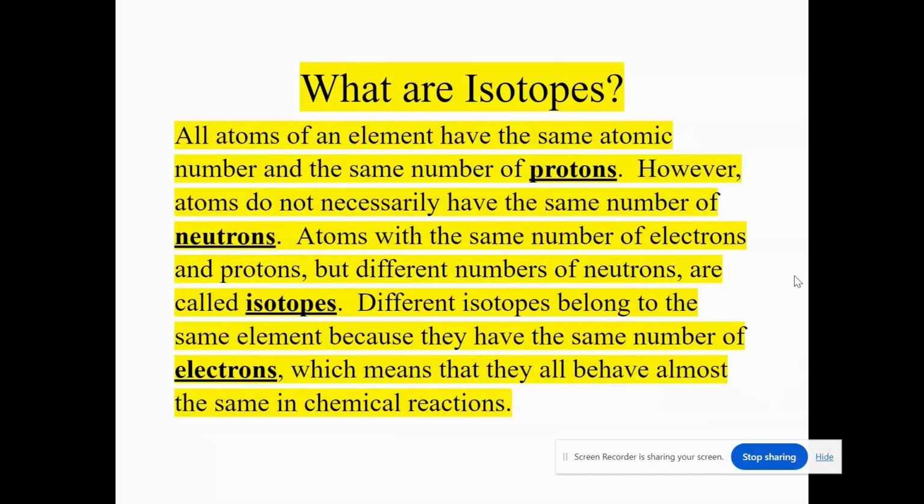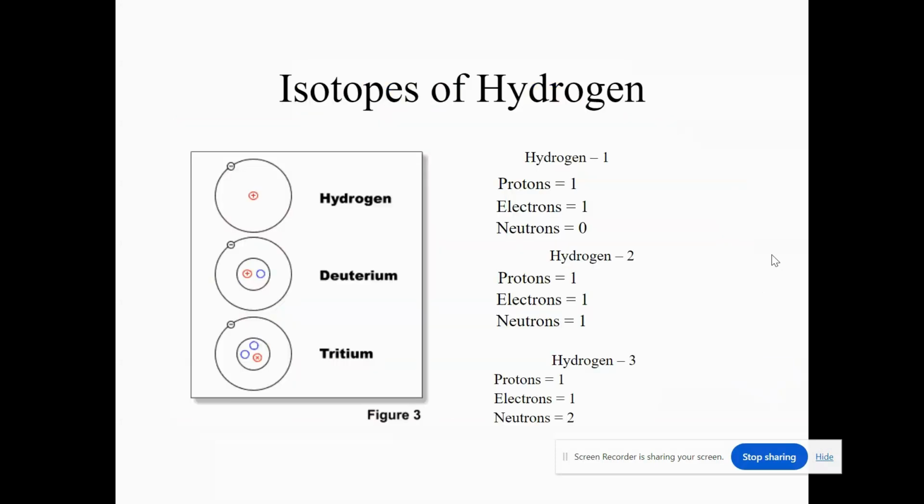Isotopes are when atoms lose or gain neutrons instead of electrons, and this affects the overall mass of the atom. For example, if hydrogen 1 has 1 proton and 1 electron and 0 neutrons, the overall mass of hydrogen is going to be 1 proton plus 0 neutrons, which makes the mass 1. So we would call this hydrogen 1.